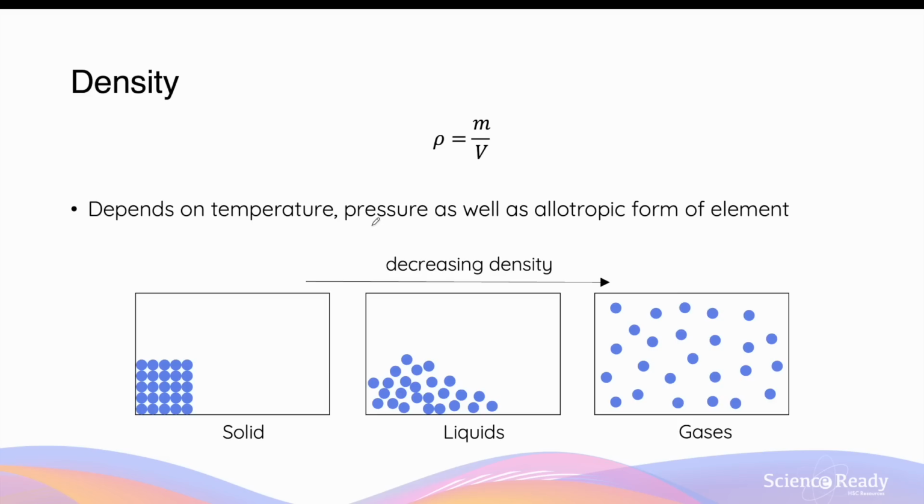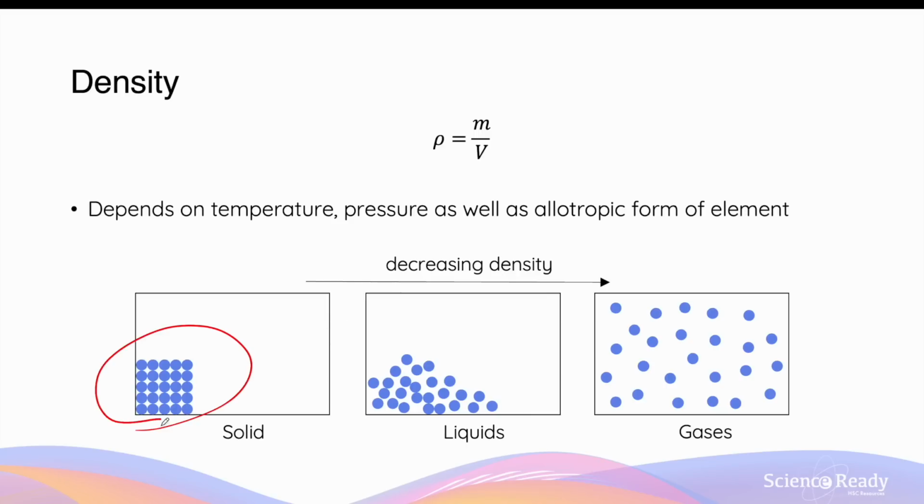The density of a substance is its mass divided by the volume it occupies. Density depends on the temperature, pressure, as well as the allotropic form of the element. Not to mention, density also depends on the state of matter of the substance.